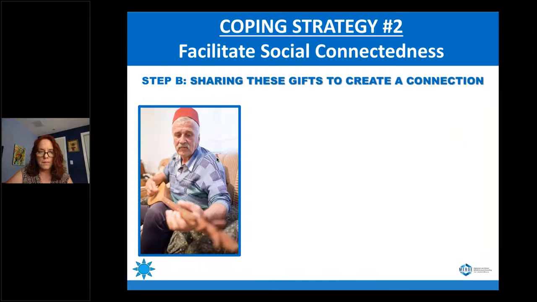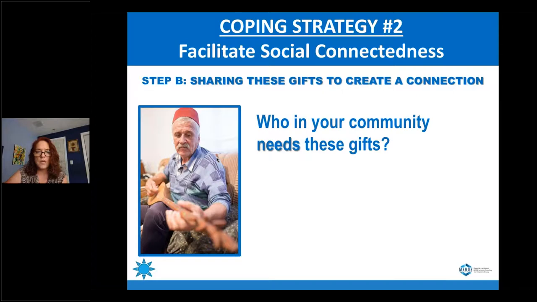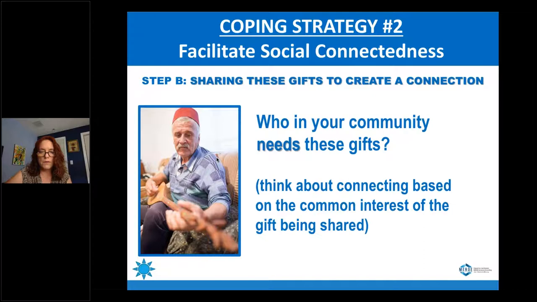All right, step B. We need to start thinking about sharing these gifts to create a connection. Who in your community needs these gifts? In my example, I'm going to share. I want to be thinking about making that connection based on common interests. That's ideally what we want to get to. What is the common interest that somebody shares? And then trying to make that connection based on that.